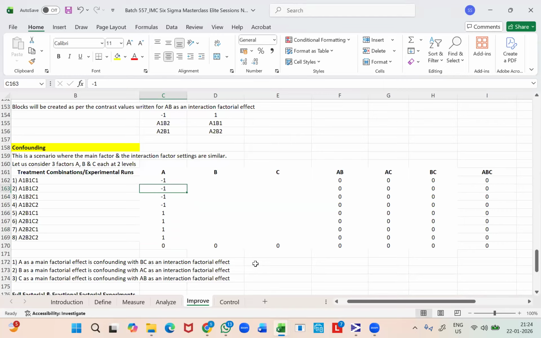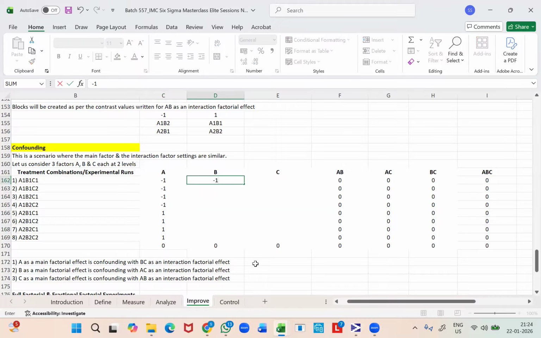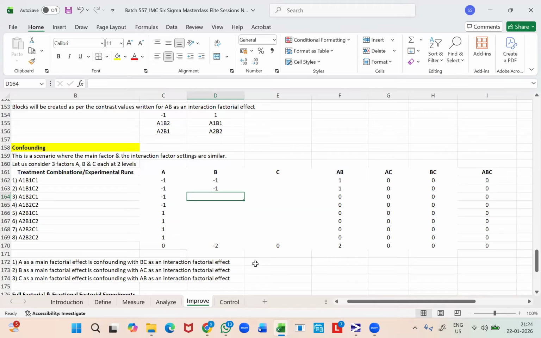Now for B, as a factorial effect, I need to look at the level of factor B in all these treatment combinations. For the first two treatment combinations, B is at level 1, so it will be minus 1 for the first two. And for the next two, B is at level 2, so it will be plus 1.